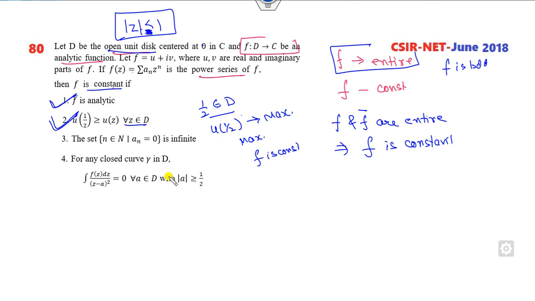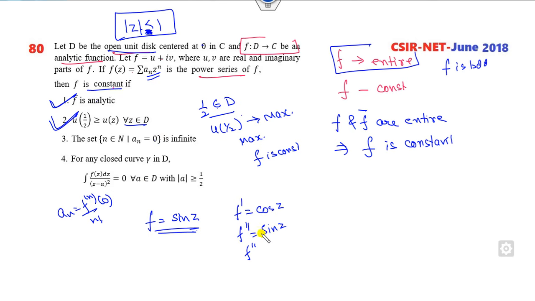If the set of n with an equal to 0 is infinite, then it is a constant. That's not true. That's a very simple example. For the power series, what is an? It is the nth derivative over n factorial at the point 0. If I take the first derivative, it is cos z. Second derivative, minus sin z, third is minus cos z. Now you can see at the point 0, this value will be 0, the fourth derivative will be 0, the fifth derivative will be 0, and so on. It has infinitely many zero values, but this is non-constant, so this option is cancelled.